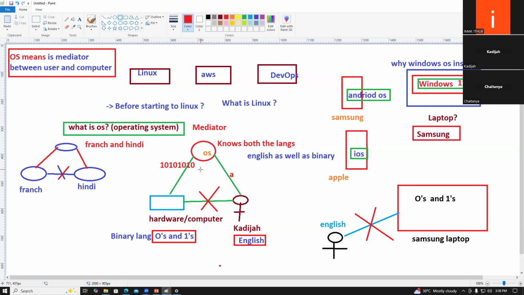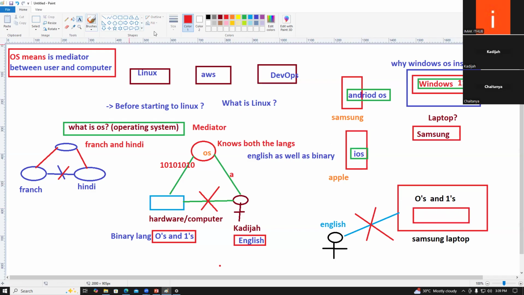So why do we need OS? We need OS to translate. So for example, this is the Samsung laptop. Without OS, are you able to communicate with your laptop? No, because hardware knows only binary language and you know only English language. So we are unable to communicate with each other. That's the reason we need an OS.